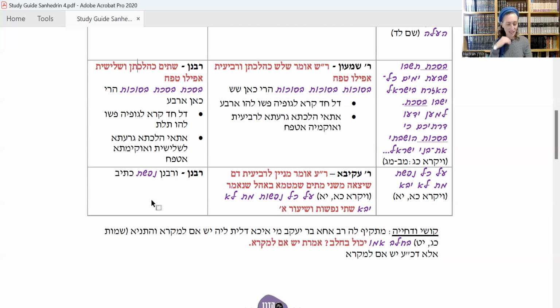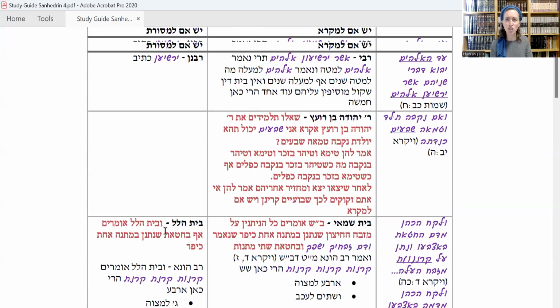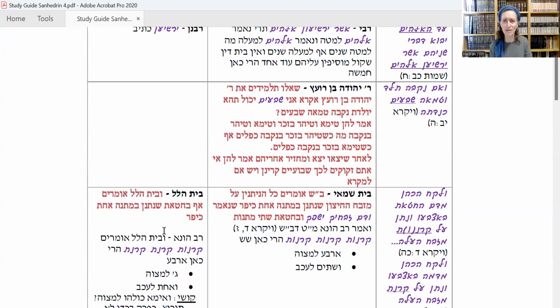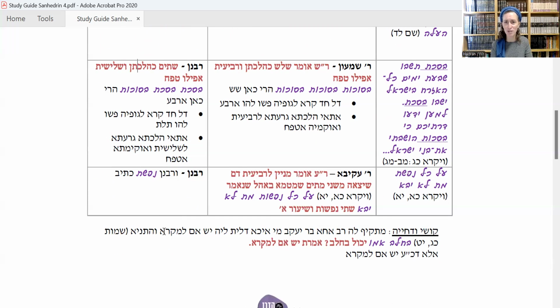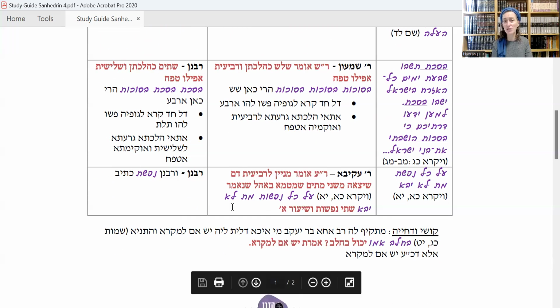Okay, that's the end of our section, although we're not really done at all, because we're going to have a difficulty that's going to raise questions on this entire chart. But what this chart showed was that these five machlokot, Rabbi Yehuda ben Beteira, which isn't actually a machloket, but Beit Shammai, who disagrees with Beit Hillel, Rabbi Shimon, who disagrees with the rabbis, and Rabbi Akiva, who disagrees with the rabbis, all of them held yesh em lamikra, and the person on the other side held yesh em lamasoret.